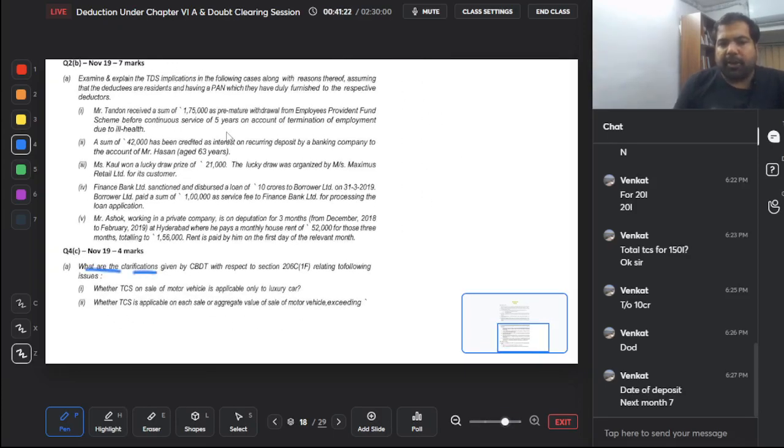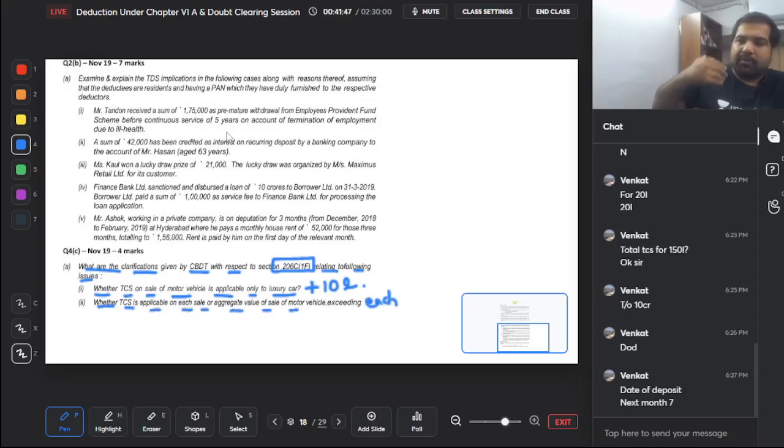What are the clarifications given by CBDT with respect to 206C1F, that is fancy car, relating to the following issues? Whether TCS on sale of motor vehicle is applicable only to luxury cars? No, it is applicable to any car more than 10 lakh rupees. Whether TCS is applicable on each sale or aggregate value of sale of motor vehicle? Each sale, as in when one car gets sold, you see the value is more than 10 lakh, then TCS at the rate of 1%.